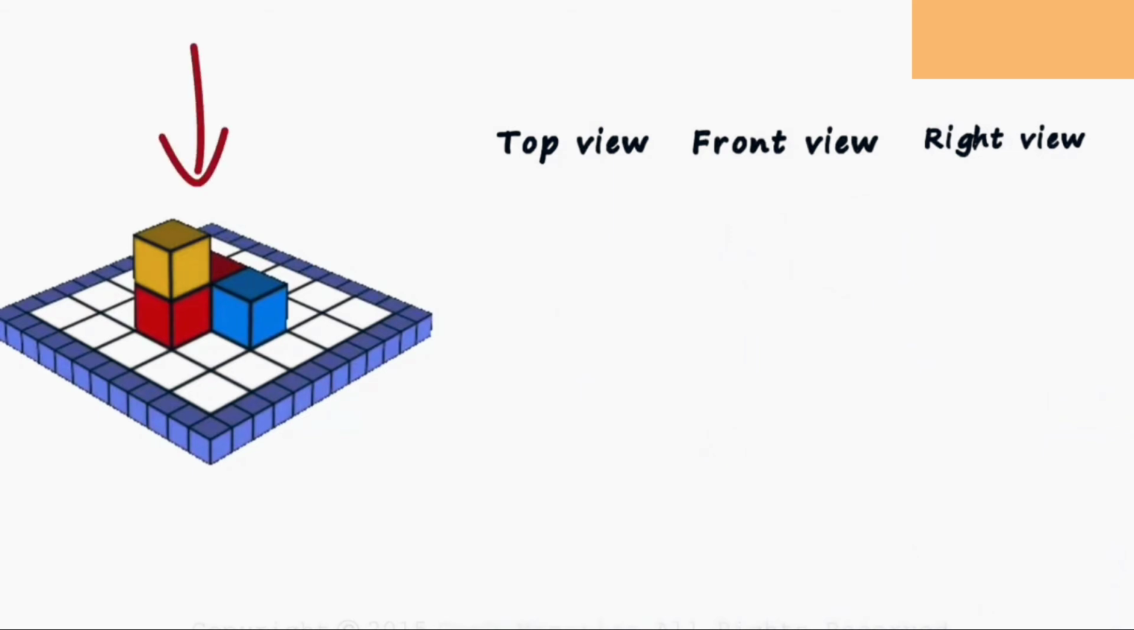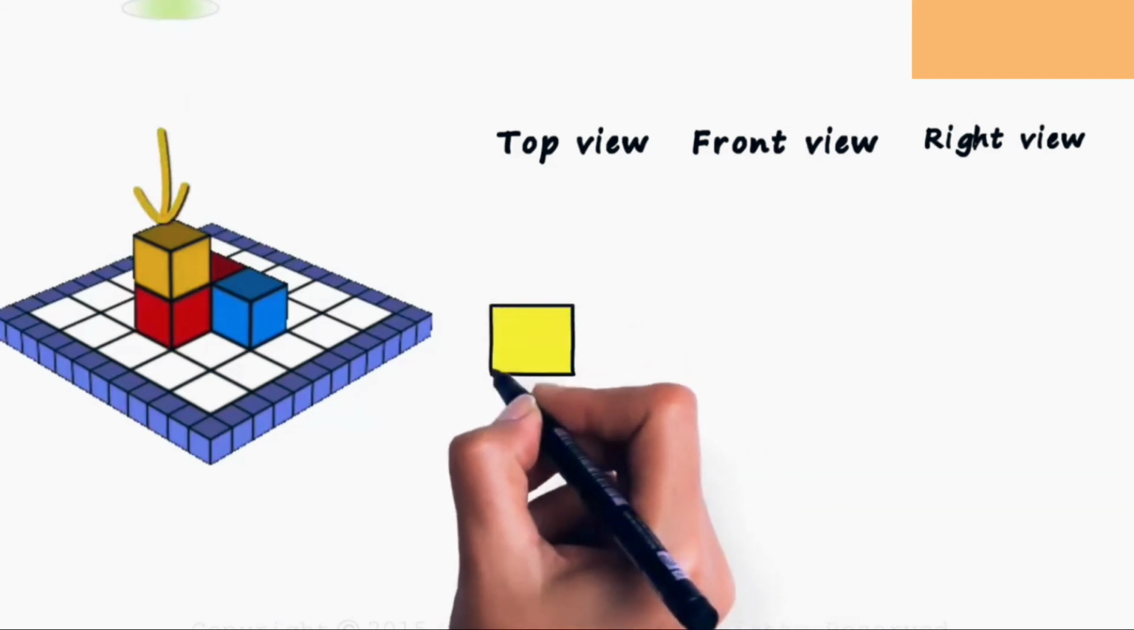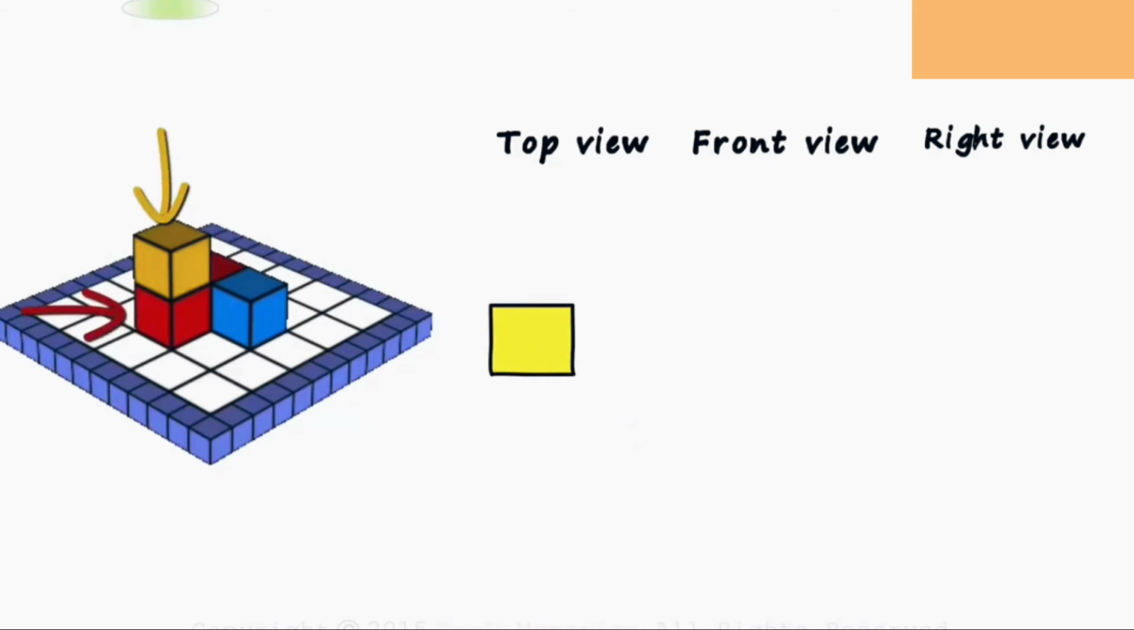How would the top view look? Pause the video and try to draw it in your notebook. Let's try drawing it without moving the figure. If we look at it from the top, we will have the yellow square at the bottom. We draw a yellow square here. And this red cube will not be seen from the top as the yellow one is covering it.